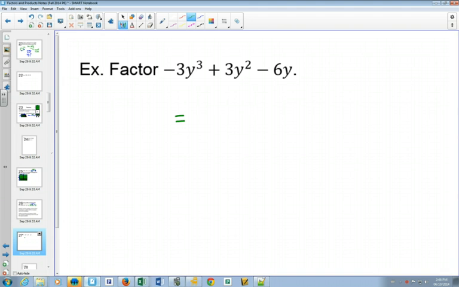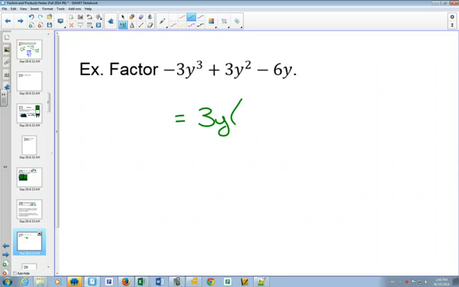Now we have 3 things, so there's got to be something common in each of the 3. So look at the numbers first. Is there a number you can divide -3, 3, and -6 by? 3. Look at the variables. What variables are in all of them? And only one y, right? Because the last term only has one y.